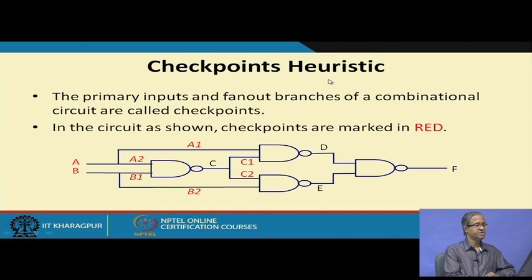Now, there is a heuristic which is available, which simplifies our process of identifying the equivalent and dominant faults. There is a heuristic called checkpoints. Now, checkpoints is defined as, for a circuit, the primary inputs and the fan out branches. Like in this circuit, the 2 input XOR function, the primary inputs are A, B and the fan out branches are A1, A2, B1, B2, C1, C2. These are the checkpoints, C, D, E, F are not.